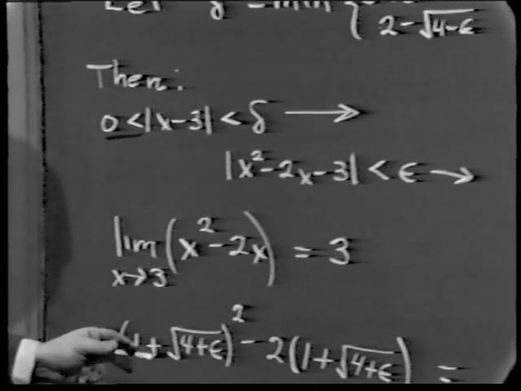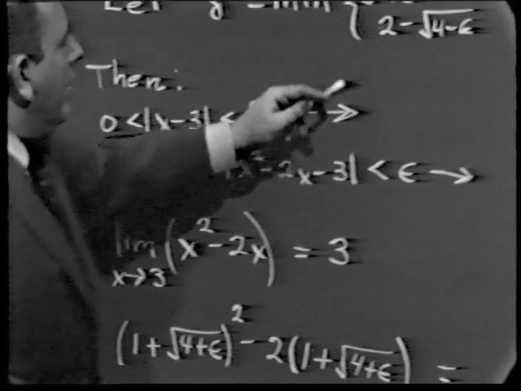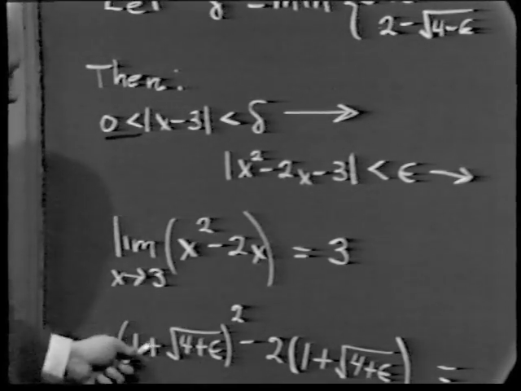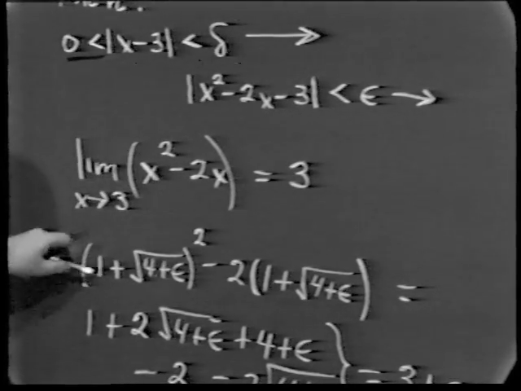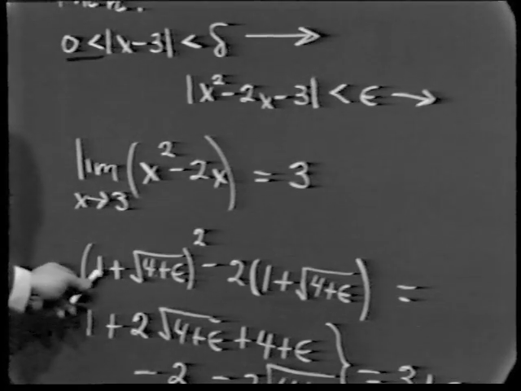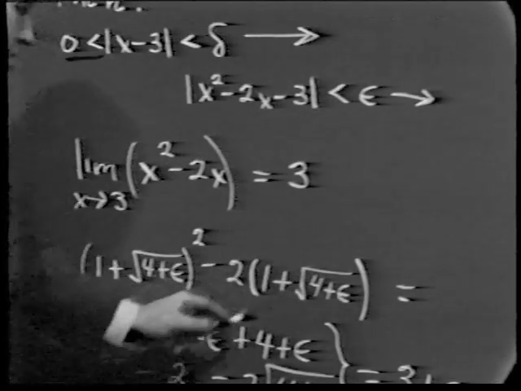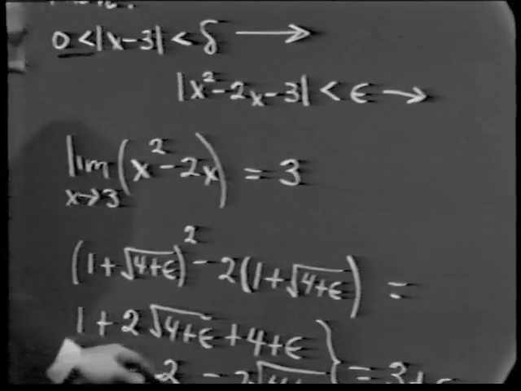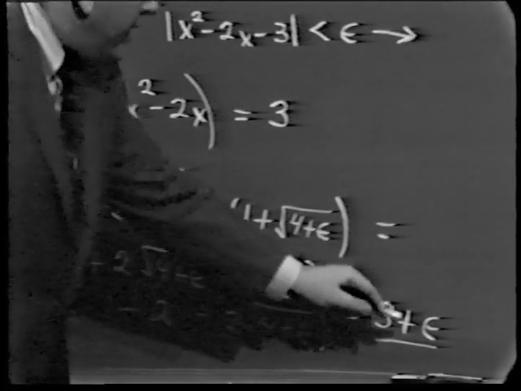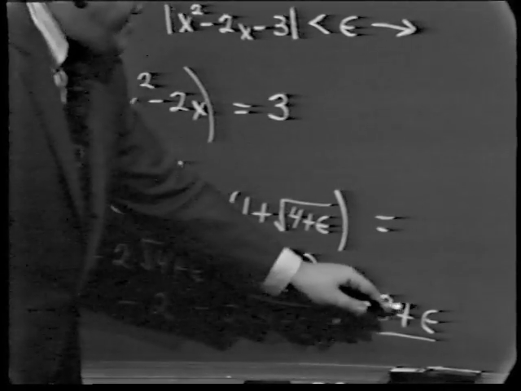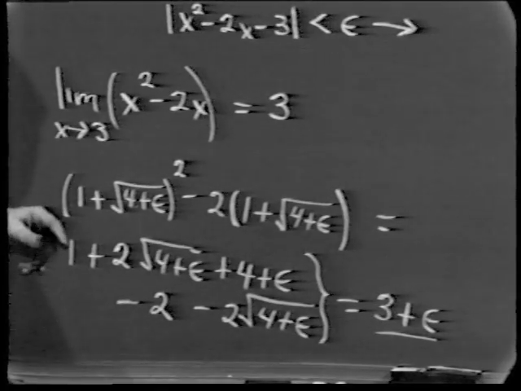For someone who wants more concrete evidence, I think all one has to do is, for example, take a number like 1 plus the square root of 4 plus epsilon. That is the widest point on our interval. And actually plug that in for x. And go through this computation of squaring 1 plus the square root of 4 plus epsilon, subtract twice 1 plus the square root of 4 plus epsilon. Carry out that computation, and you get what? 3 plus epsilon. That using the upper extreme, you wind up with what? In excess of 3 by epsilon, which, by the way, is exactly what's supposed to happen.